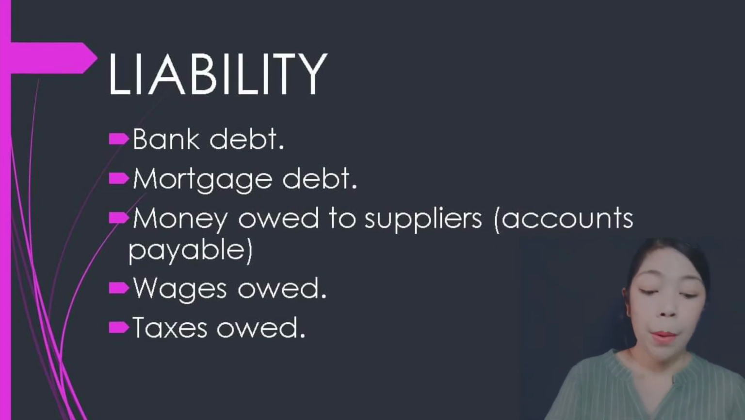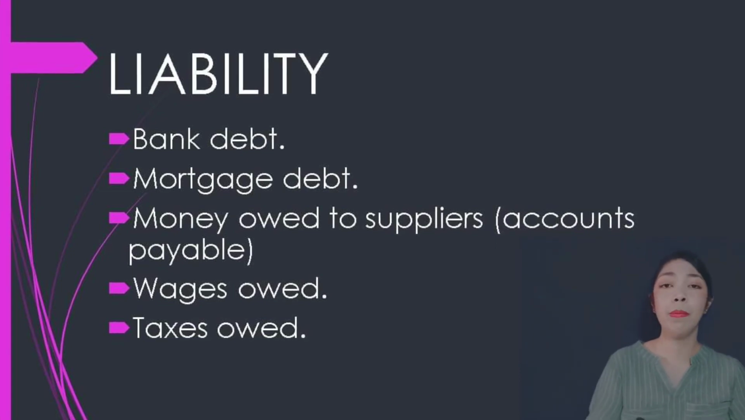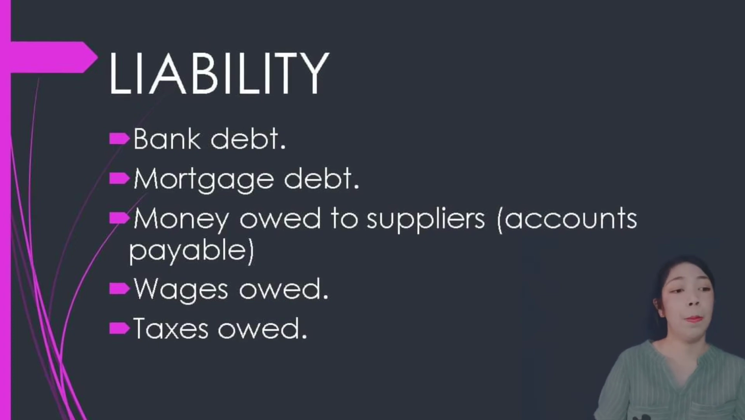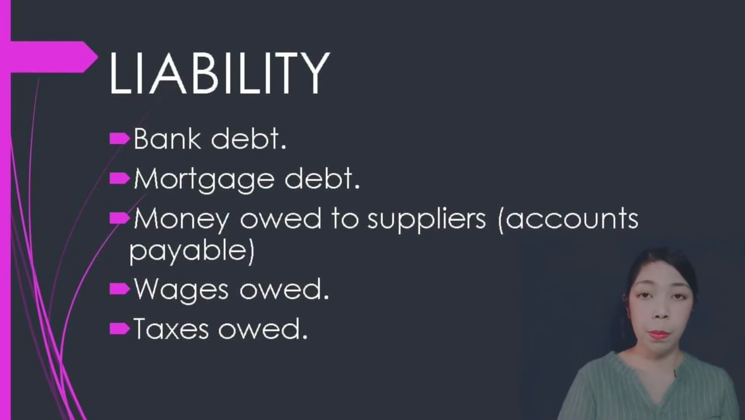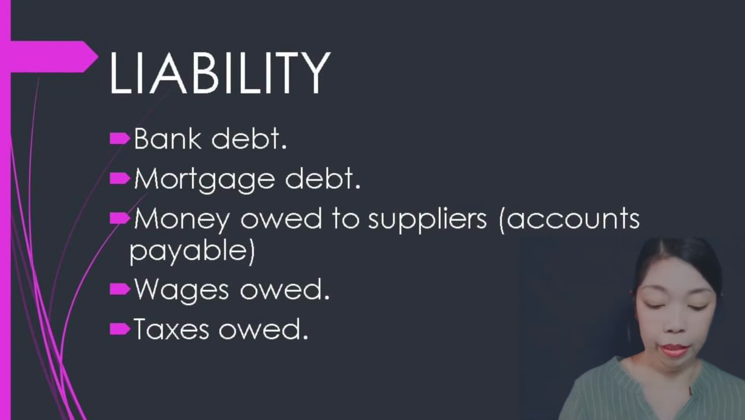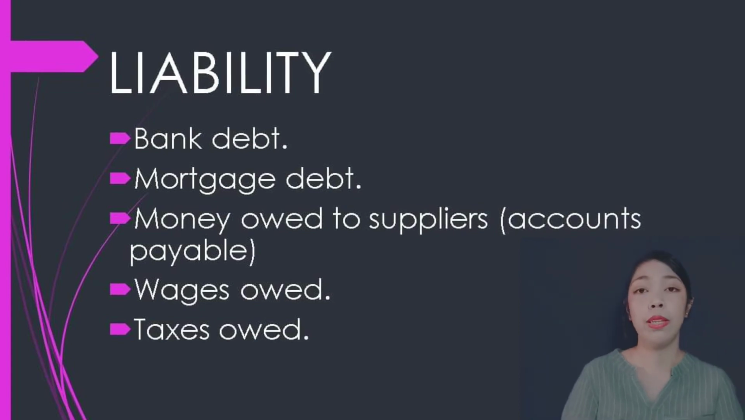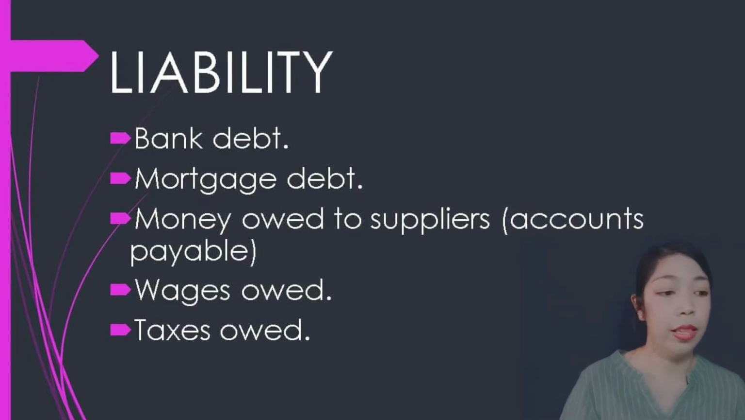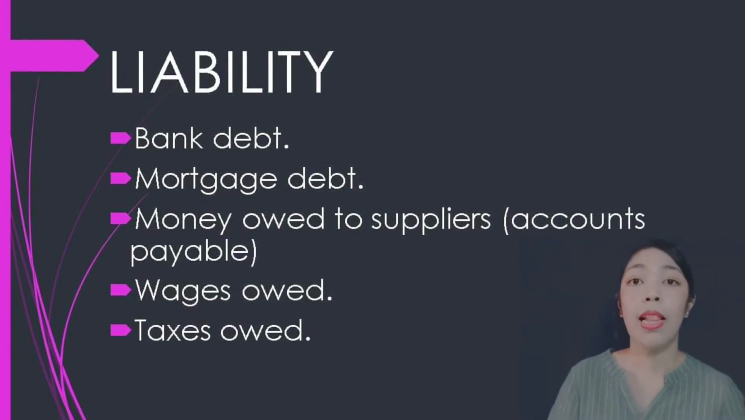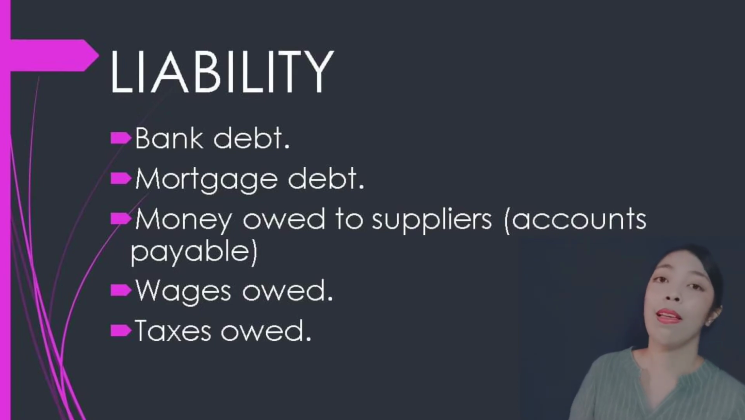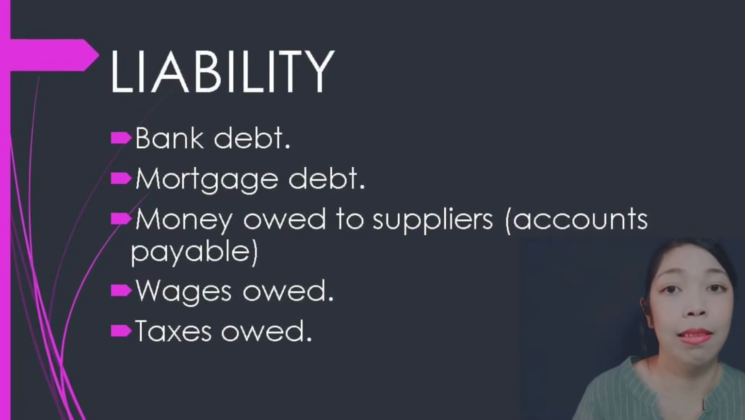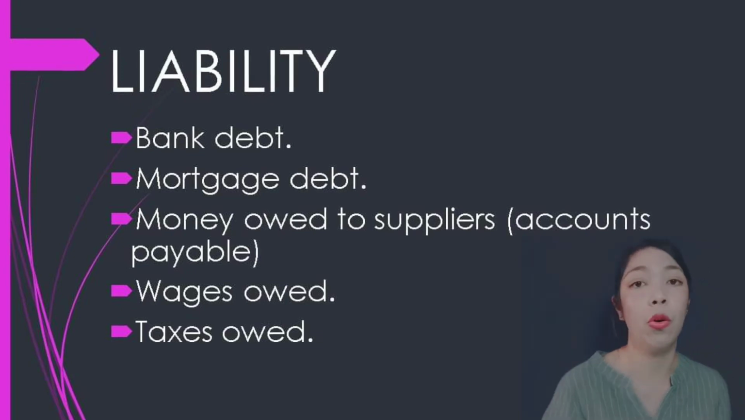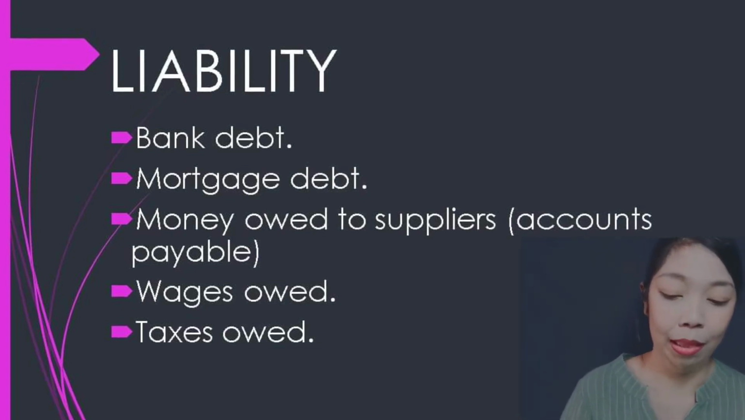Mortgage debt, money owed to suppliers. For example, your company bought goods or supplies from other companies, but you promised to pay it at the end of the month, that is still a liability. Wages owed, for example, you have your employees and still their salaries are not yet paid, that is still a liability. Your taxes, if it's still unpaid, that is a liability. All of the things that you borrow, you owe to someone, those are liabilities, okay?